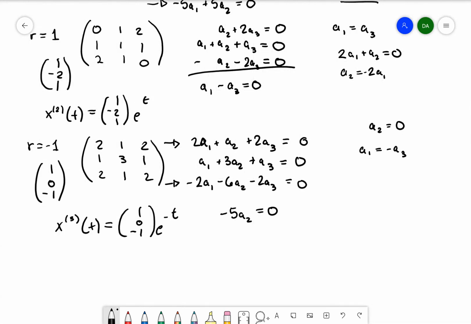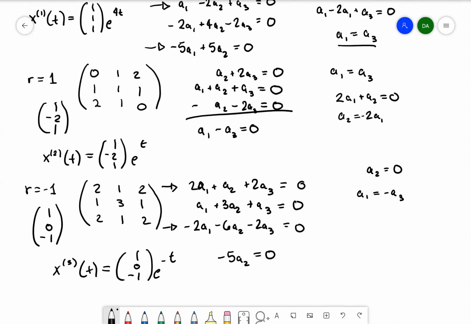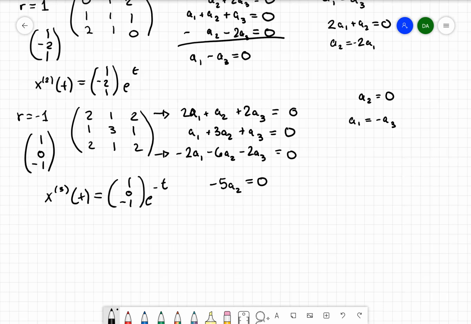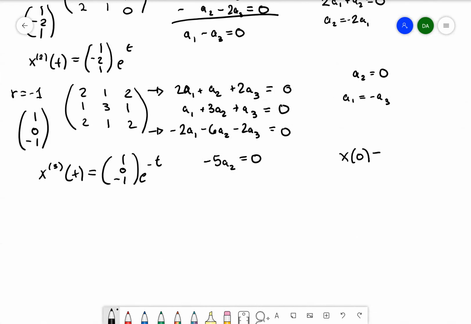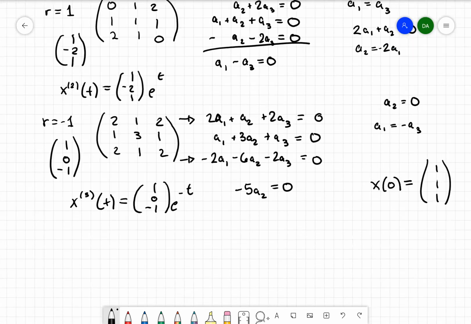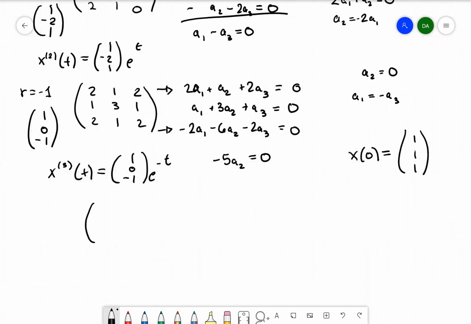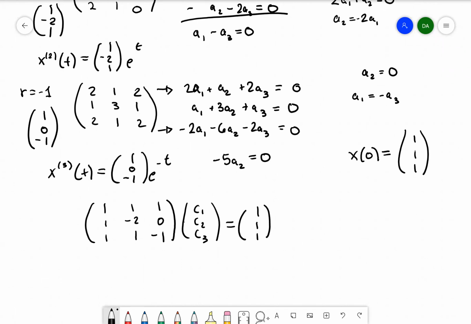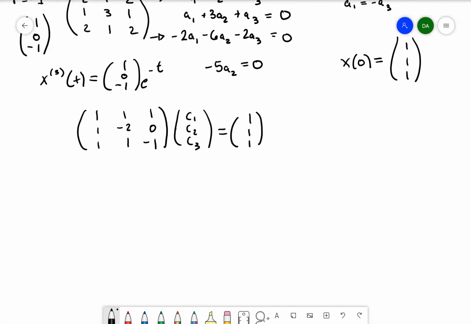Now, what would I do if I wanted to get the initial value problem version of this? I wanted to solve this for some initial conditions. Well, let's just come up with some initial conditions. Let's say x of 0 is equal to 1, 1, 1. Make it easy on ourselves. Well, then the matrix vector equation that we're going to end up with is [1, 1, 1; 1, minus 2, 1; 1, 0, minus 1] times C1, C2, C3 equal to 1, 1, 1. And we would have to solve this system of equations.